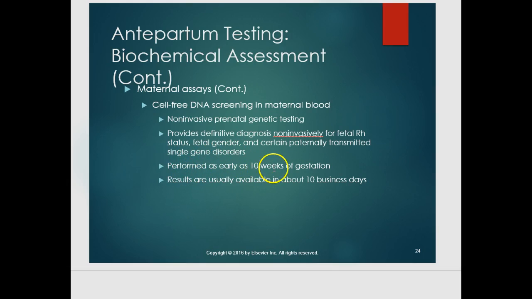It's performed as early as 10 weeks gestation, and the results are usually back in about 10 days. And it's really funny because a lot of people who really want to know the sex of the baby are the ones who really want this test, when we are really concerned about the medical implications of this test.